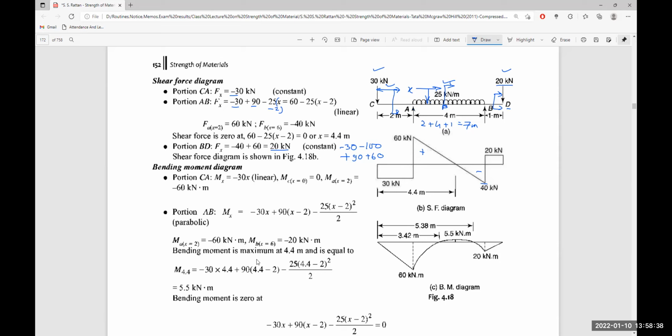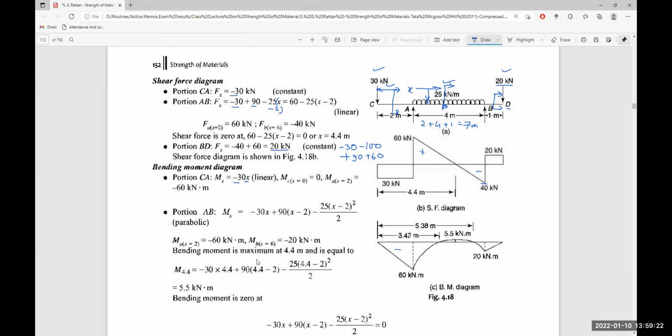Here, if we take a section as initially we have taken, and find out the clockwise bending moment here, then there's only one force acting here, that is 30 kilonewton at a distance x, that is 30 into x. It is anti-clockwise in nature, so it is negative, minus 30x, linear. If x is equal to 0, bending moment is 0 here, and at the point x is equal to 2, the bending moment will be equal to minus 60 kilonewton meter. So here we draw the bending moment as linearly varying from 0 to minus 60 kilonewton meter.